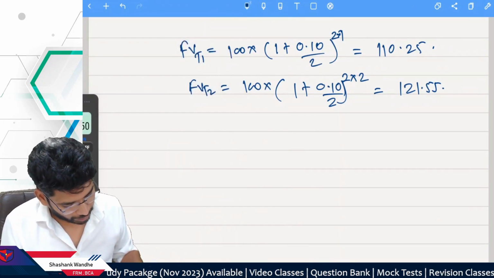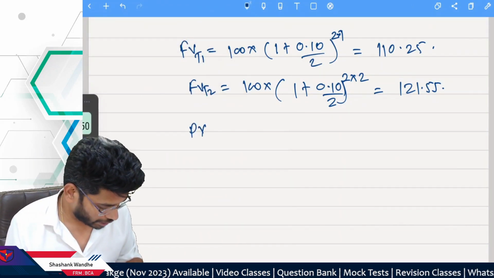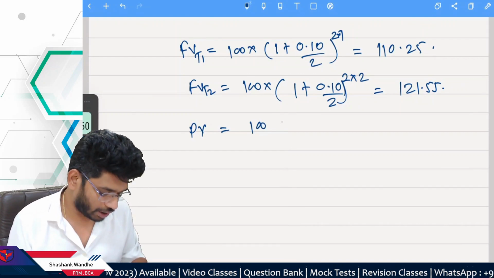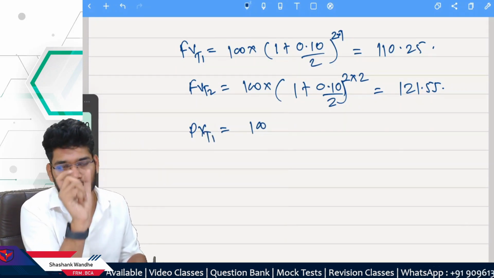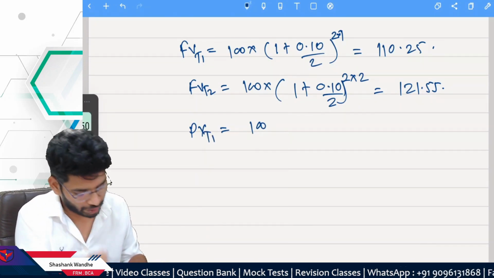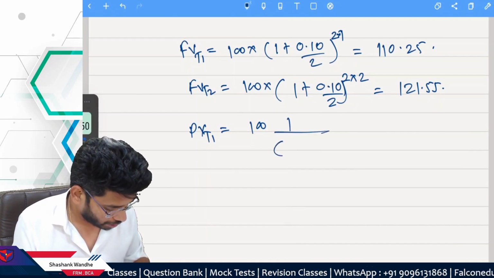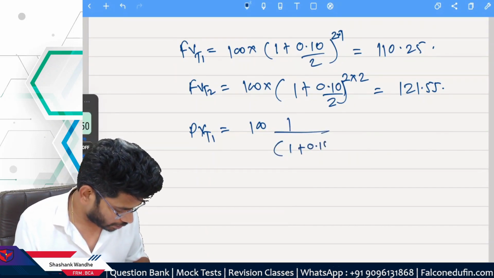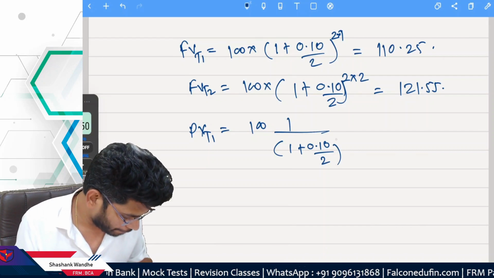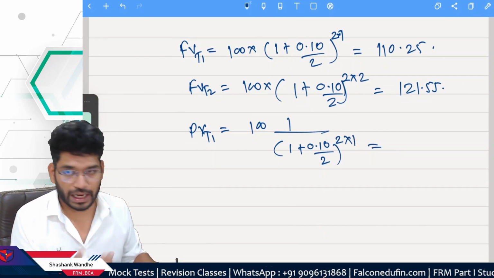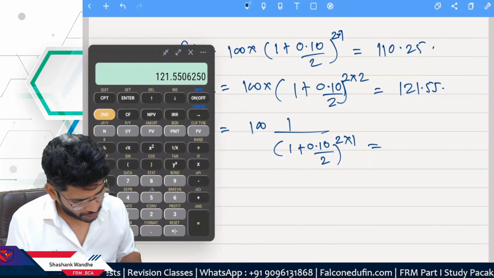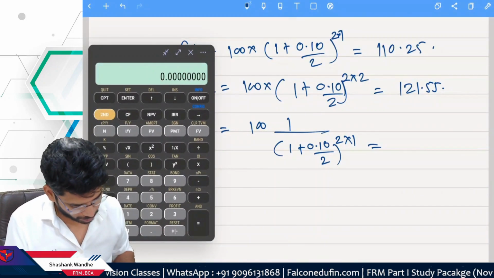Then if we have to do the calculation for the discounting, the present value calculation, we will simply use the present value at time T1, meaning the future value of 100 is at time T1. So here simply 1 plus 0.10 divided by 2, to the power 2 multiplied by 1, for 1 year. I will just show you the first year. For the second year you can do it by yourself.